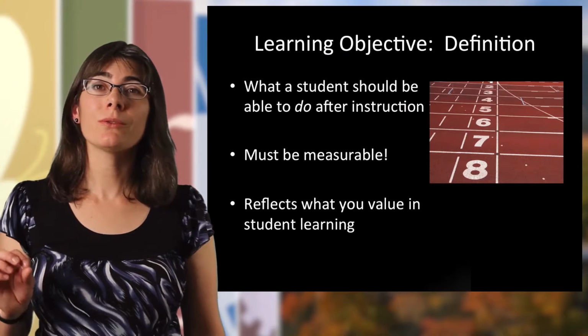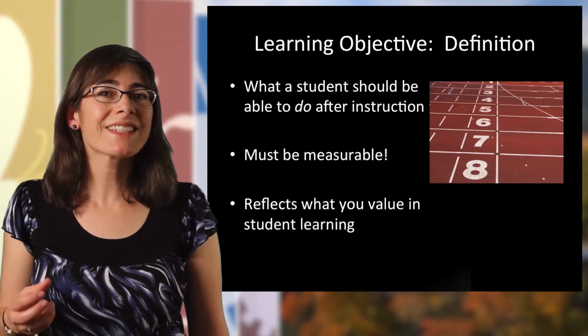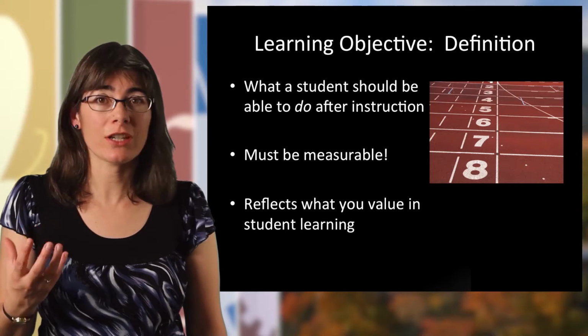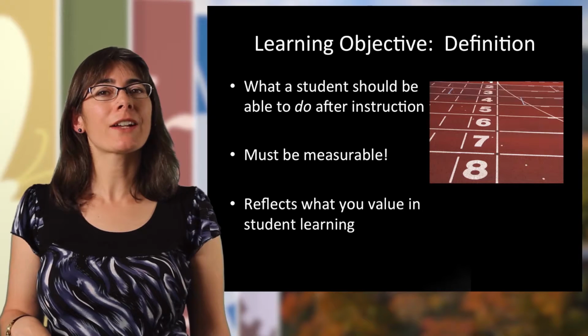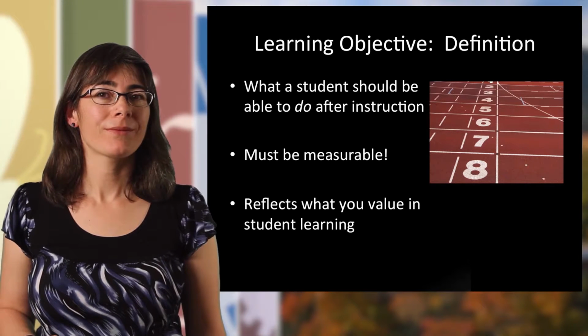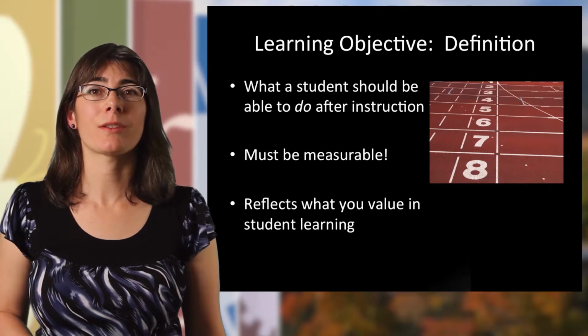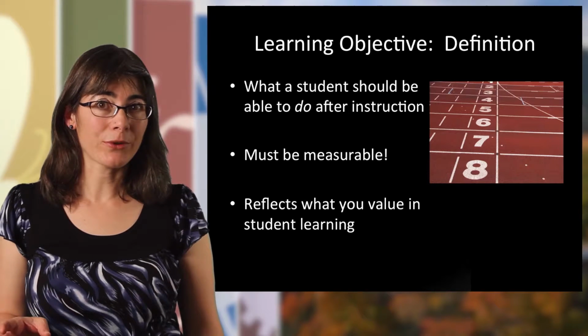when they know something. So a learning objective, by definition, is what a student should be able to do after instruction. And the key thing is it's got to be measurable. You need to be able to assess whether a student actually achieved that goal. And it really reflects what you value in student learning. So when I look at your learning goals, I get a sense of what that course is about. So let me give you some examples.